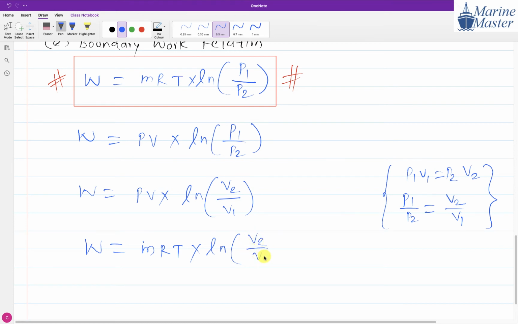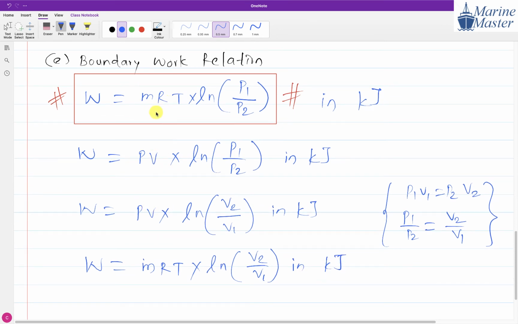V2 by V1. And in every relation, what will be the unit of work done? Kilojoules. So remember what we have to do here. We have to just memorize the first relation. All other relations we can automatically derive from this relation. Means MRT means PV. ln of P1 by P2 means what? P1 by P2 can be replaced by V2 by V1. And here PV is what?